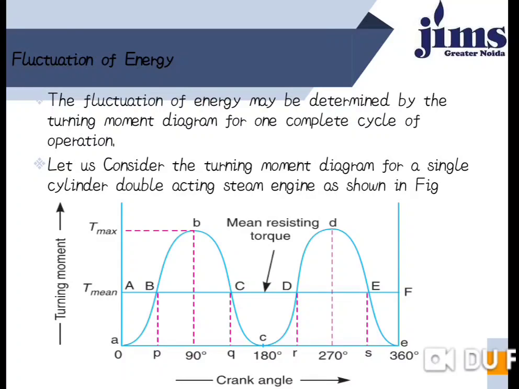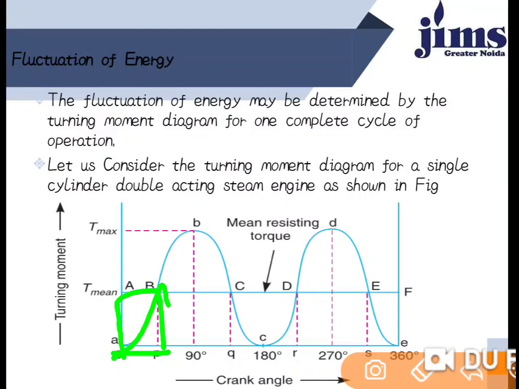We consider the crank rotation. Firstly, we consider O to P, then P to Q, then Q to R, then R to S, then S to E. Okay, so suppose I discuss O to P. Then the work required is OABP, and I am achieving only ABE. So here we get less energy.